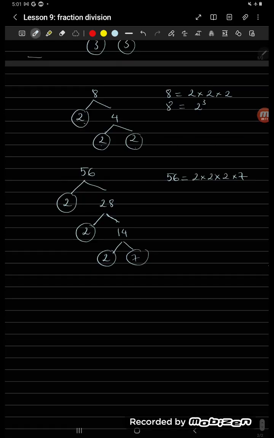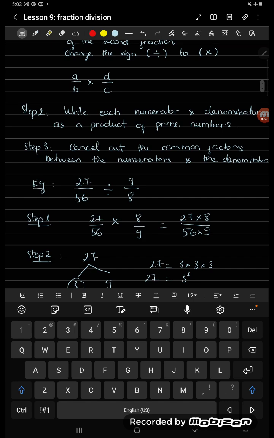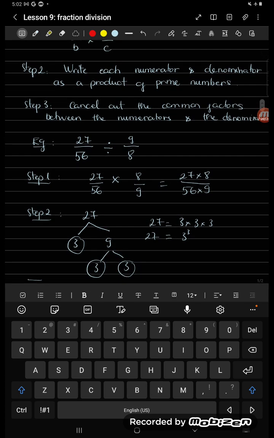Okay, number 9 is the last number in the bottom part. So number 9, 9 cannot divide by 2 because 9 is an odd number, so we don't care about 2 anymore. So now we check with number 3. So number 3, 9 can divide by 3? Yes. And the answer is 3. And 3 is a prime number. So that's why we circle them and we stop. Number 9 can be written as 3 times 3, or you can write it as 3 power of 2, because we have two 3s. So now after we finish step 2, we write each numerator and denominator as a product of prime numbers.